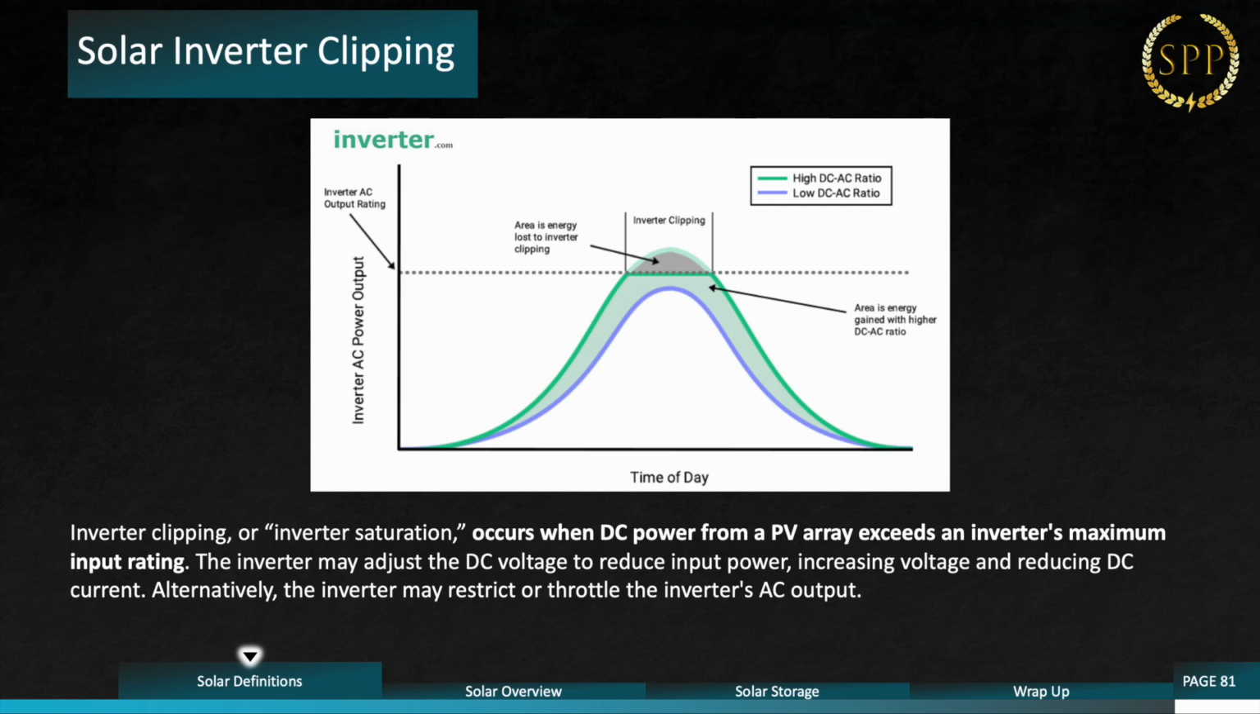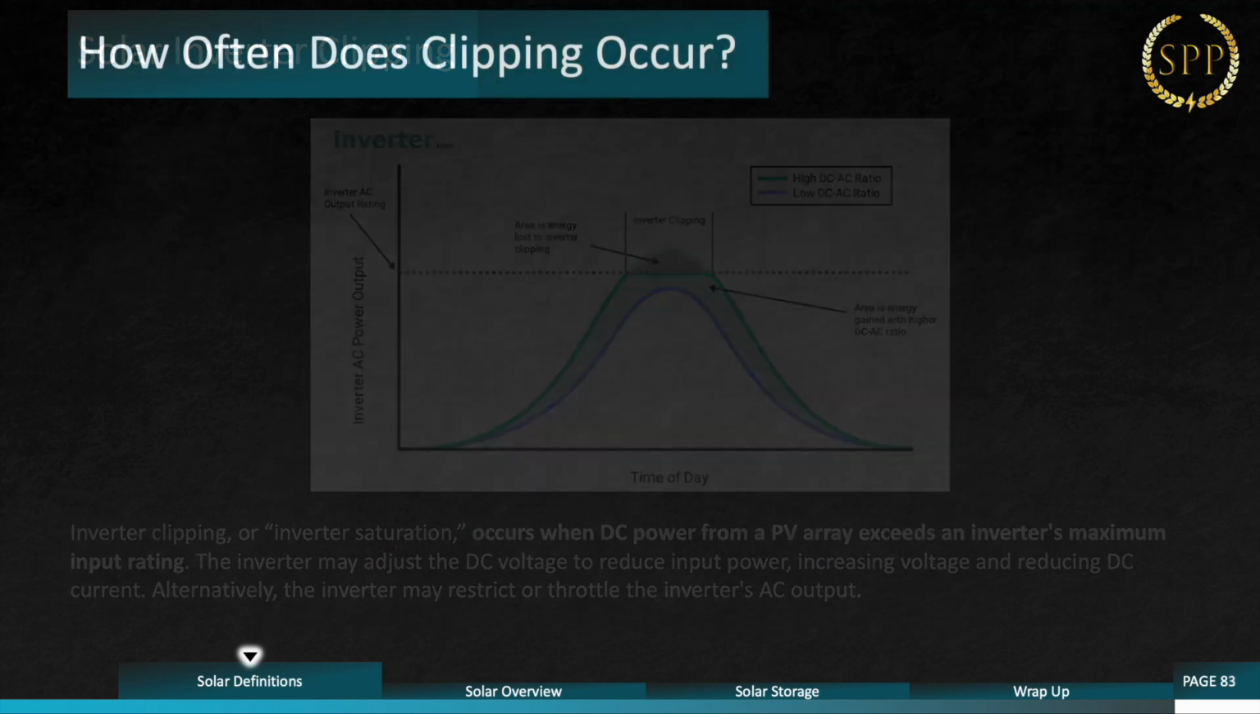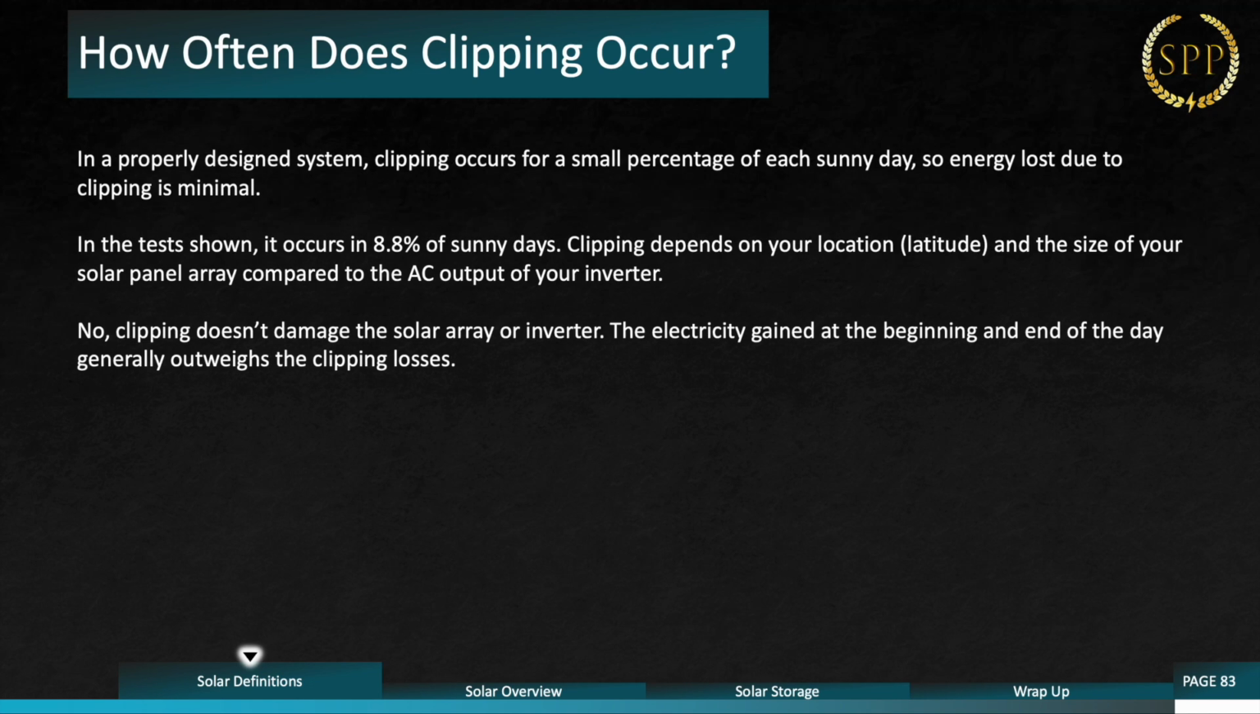So you can see at the very top of this graph that we have an inverter clipping right at the very top. So how often does this happen? Well, in properly designed systems, clipping occurs for a small percentage of each sunny day. So energy loss due to clipping is minimal. In the test shown, it occurs about 8.8% of sunny days. Clipping depends on your location, the latitude, and the size of your solar panel array compared to the AC output of the inverter. No, clipping doesn't damage the solar array or the inverter.